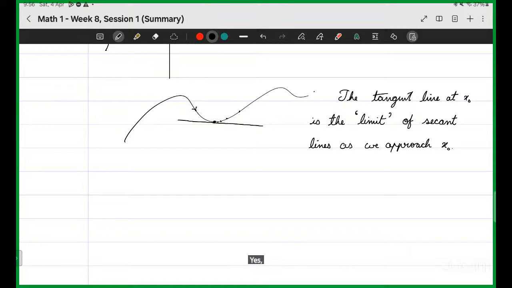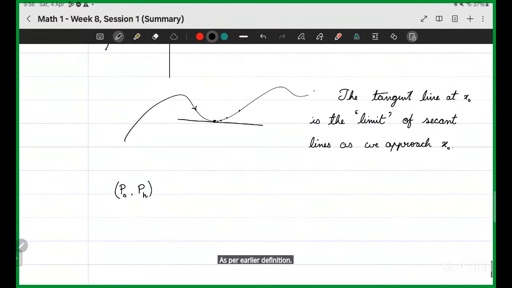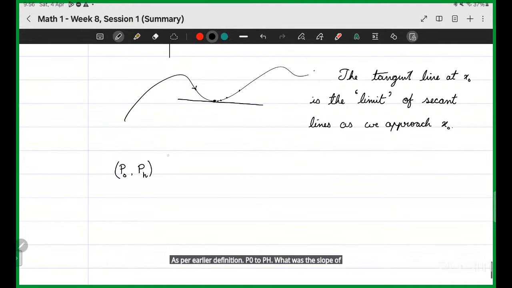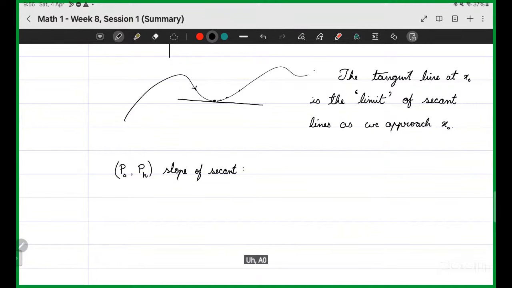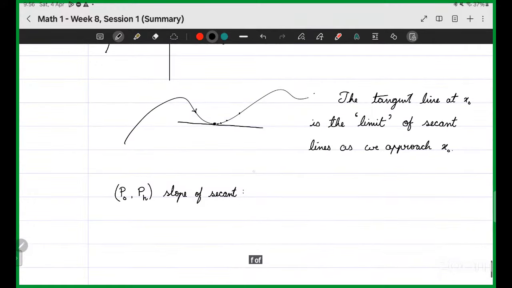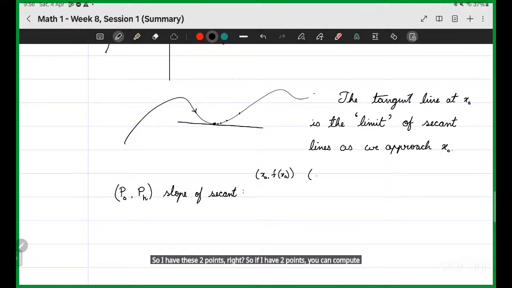Yes, sir. Okay. Now I want to find the equation of this tangent line. So what is the slope of the secant line? If I look at this as per the earlier definition, P0 to PH, what was the slope of the secant line? That is f of x naught plus h minus f of x naught, over h. So I have these 2 points, right? If I have 2 points, we can compute the slope of the line joining the 2 points.